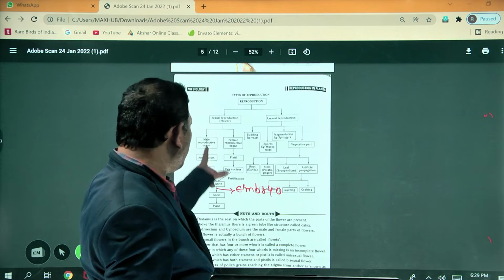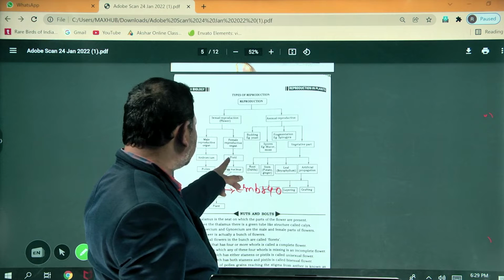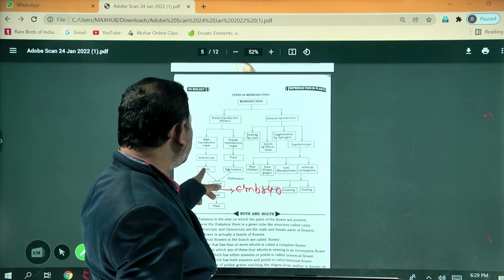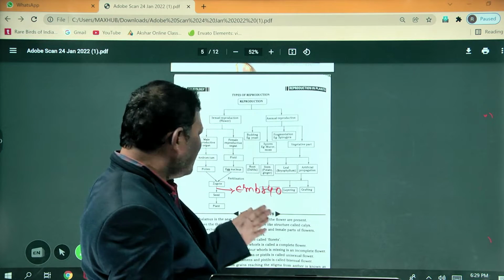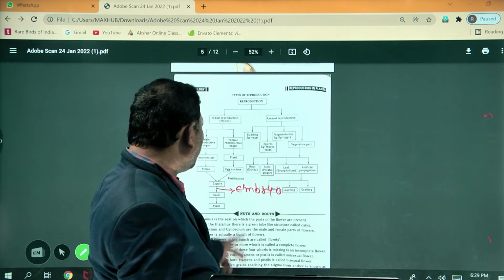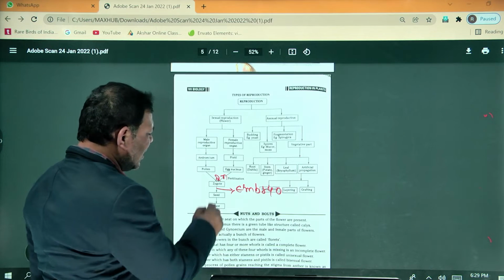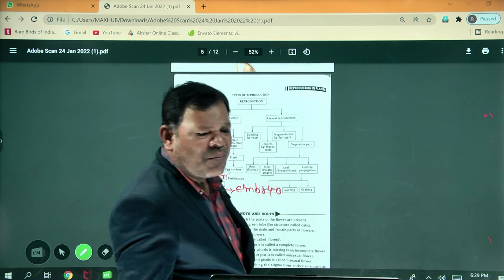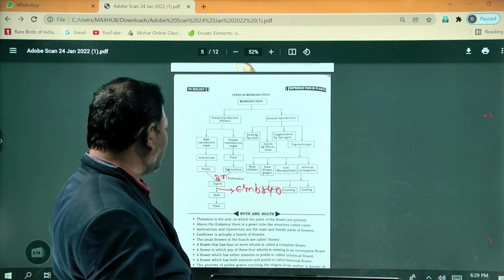Is it clear? Male reproductive part, what? Androecium. The female reproductive organ is the pistil. Androecium means pollen grains, the male gamete. Egg is the female gamete. Fusion of the male gamete and female gamete is called fertilization. Zygote is formed. Zygote is always diploid in condition. That zygote develops into the embryo. Embryo gives rise to the seed. Seed gives rise to the new plant.